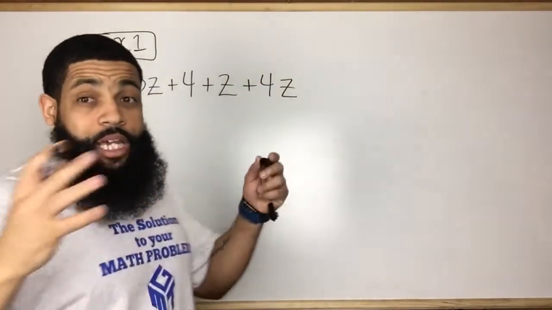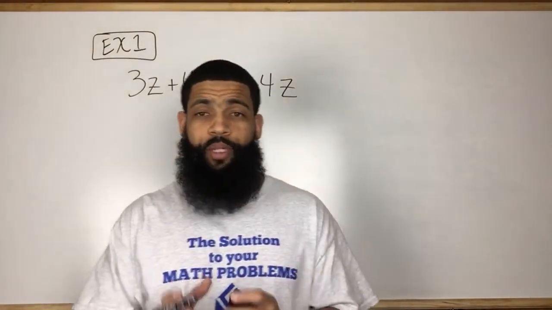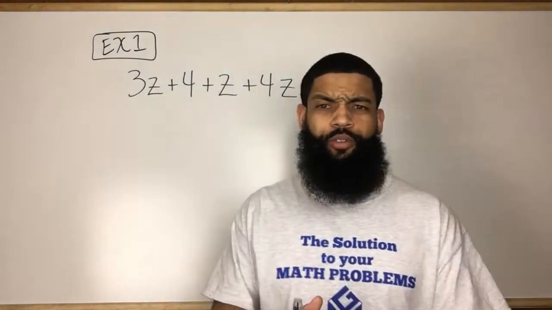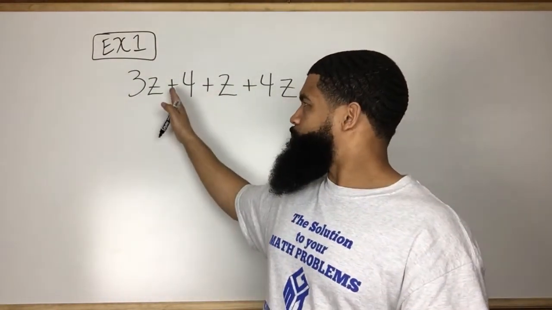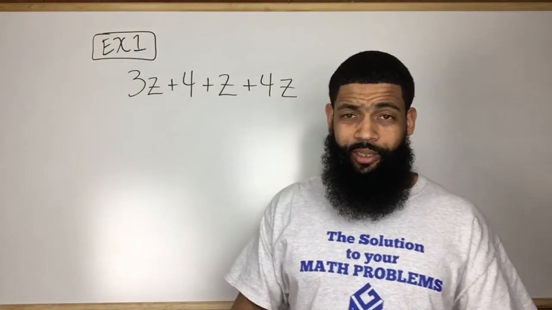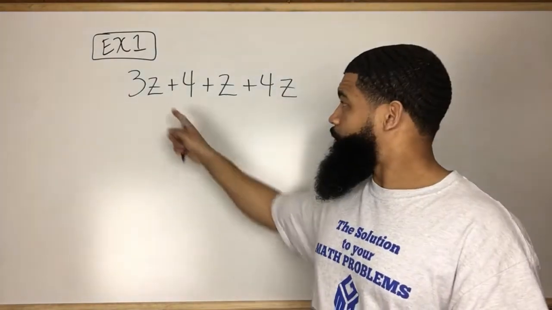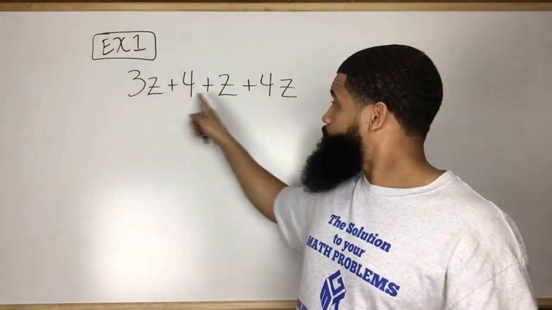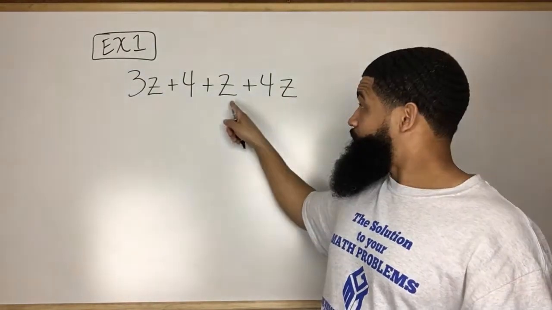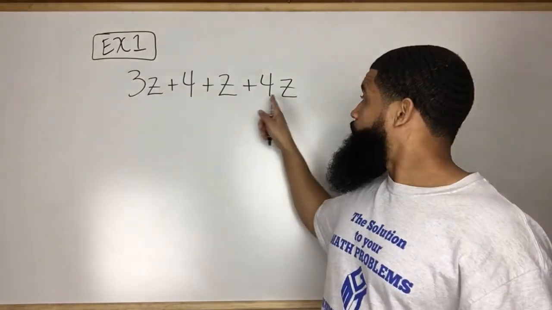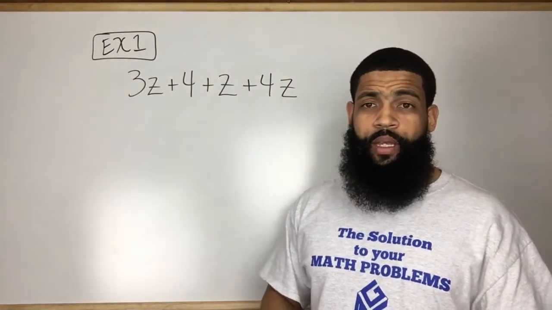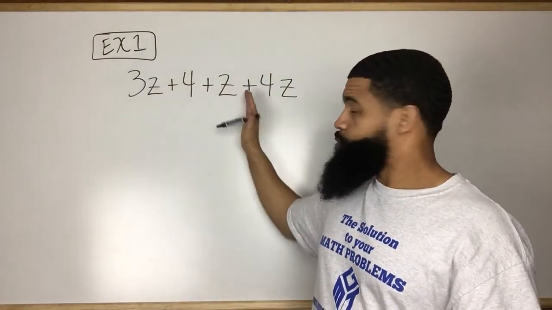Now, in order for two terms to be like terms, first of all, we need to figure out what terms are. Terms are separated by addition and subtraction signs, okay? So here I have 3z is a term, 4 is a term, z is a term, or 1z, and 4z is a term, okay? And they're separated by these 3 plus signs.